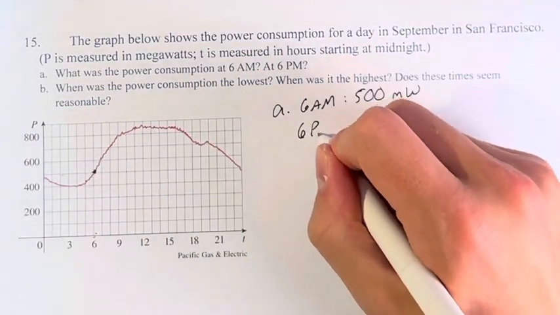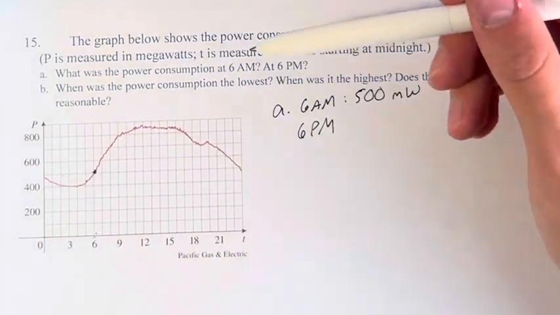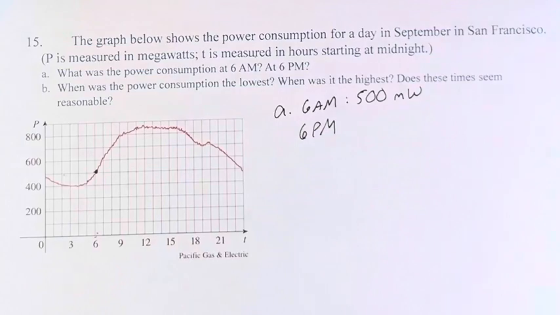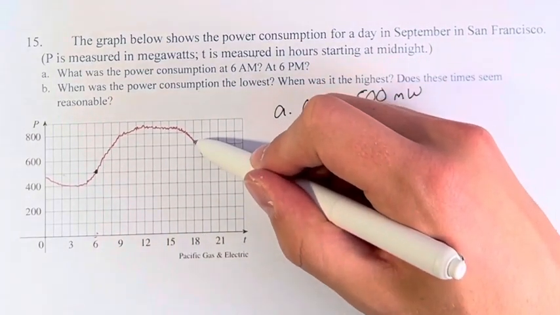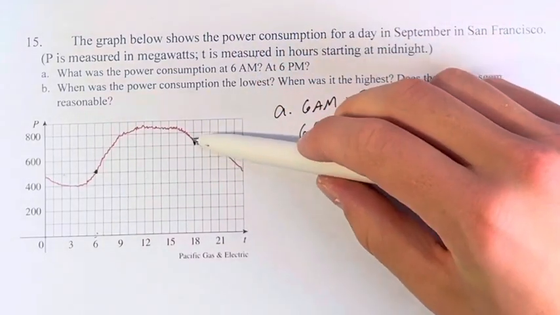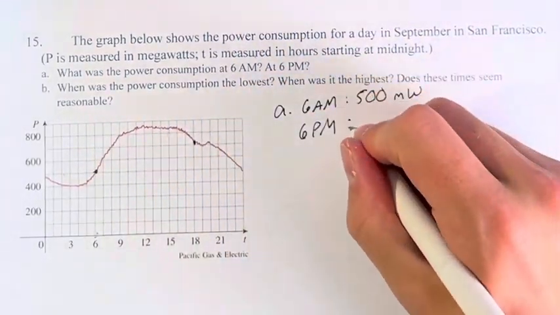At 6 p.m., t is 18, since 6 p.m. is 18 hours after midnight. 18 is right here, which corresponds with this point right here. If we go across, that's halfway between 800 and 600, which is 700.